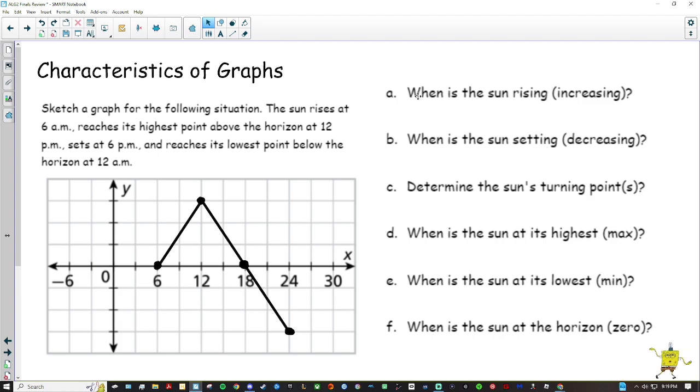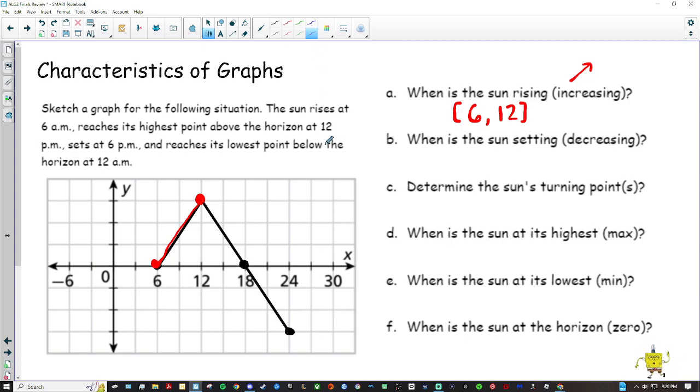Number 1, when is the sun increasing? So this is asking for when does the sun rise? Okay, my sun is rising. It starts at 6, and it's going to rise until 12. I start at 6, and I end at 12. Because once we hit 12 o'clock, my sun will start to fall. Okay, so I put brackets around this because this is an interval. So it's increasing from 6 to 12.